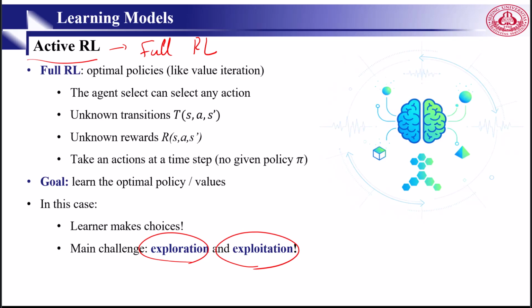We try to find the optimal policies like value iteration. The agent selects an action. We don't know T, we don't know R. We take an action at a time and we don't have any policy. The goal here is to learn the optimal policy, that is pi star. In this case, the agent makes choices. This is not offline planning. You actually take action in the world and you find out what happens. The main challenge here, as I said, is the balance between exploration and exploitation. Later, we will study Q-learning as one algorithm of active learning.